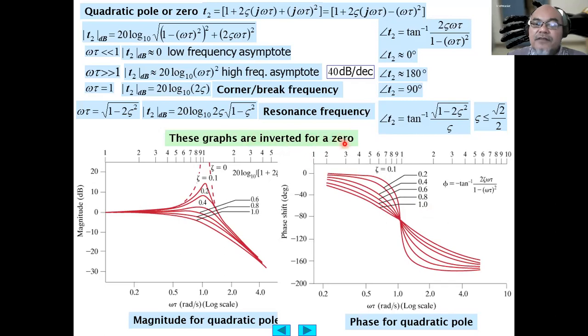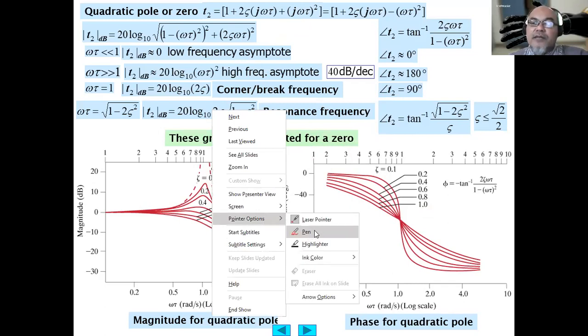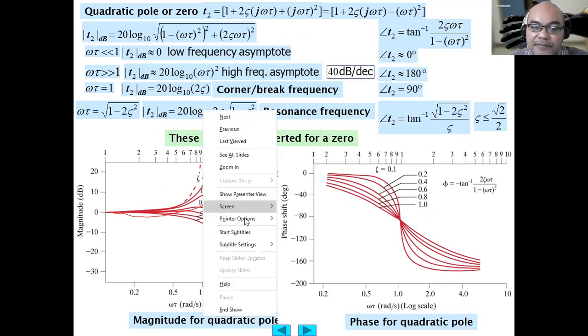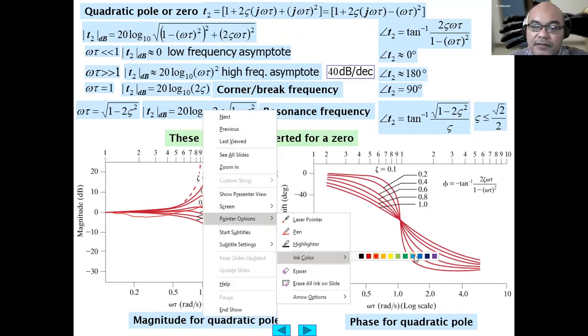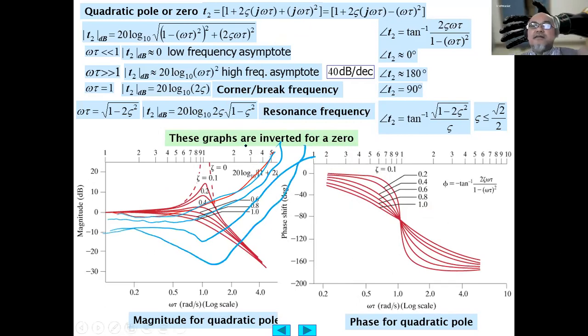So these graphs are inverted for a 0. So when we analyze for 0, which means 0 means the numerator part of the transfer function, instead, it will be here like this. Should use different ink color like this, this, and also like this. Something like this. Okay, the inverse part.